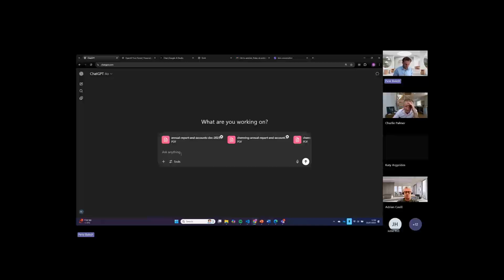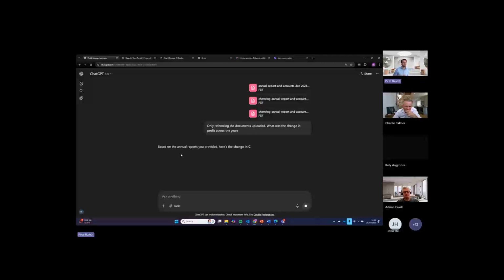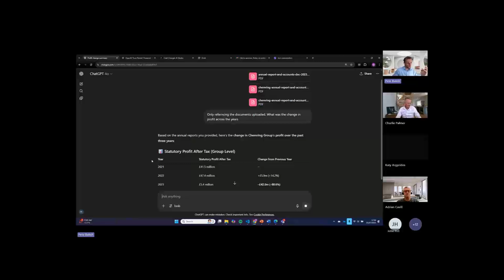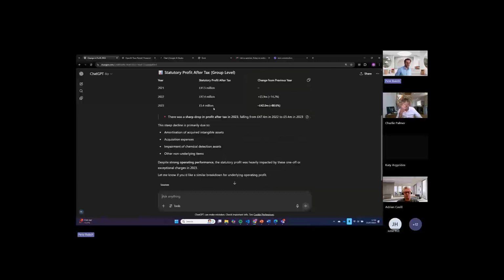I want to be really clear to the model that I want all of the answers to be taken from the document, so only referencing the documentation uploaded. What was the change in profit across the years? Now the model is reading the documents very quickly from the data I'd given it, so I'm not relying on its training data, the things it may have learned from Reddit on the internet about what was going on in Chemring. I very quickly found out the profit after tax was 41.47 and it dropped to 5.4 million. There's something to do with tax that went on in 2023. And these annual reports often contain lots of rich information about the company.